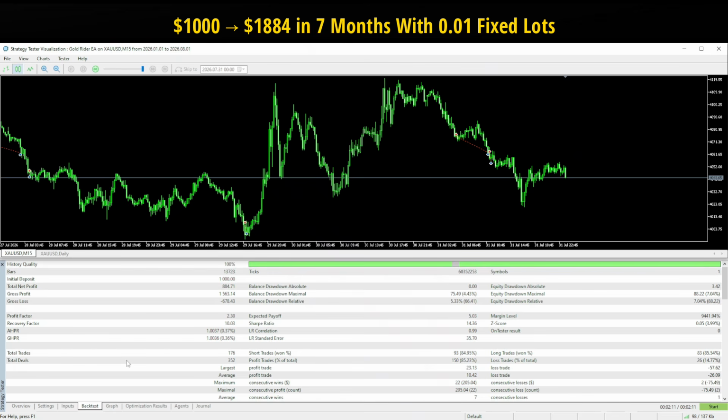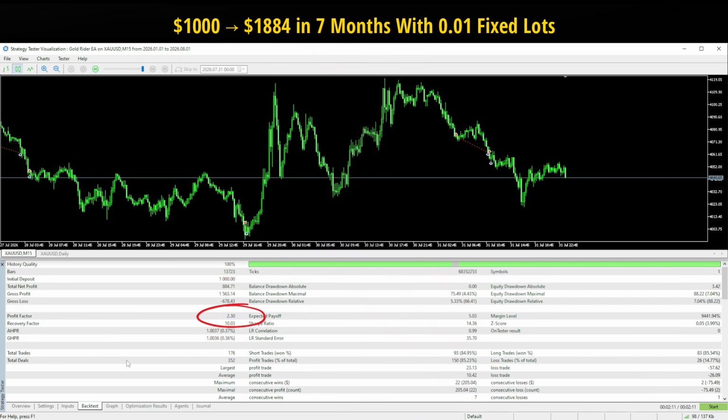Let's look at the results. Net profit, 88% in 7 months. We started with a $1,000 deposit, and the EA generated $884 in net profit over 7 months. That's nearly doubling the account in half a year using minimum fixed 0.01 lots.